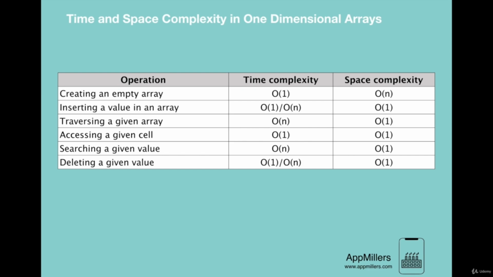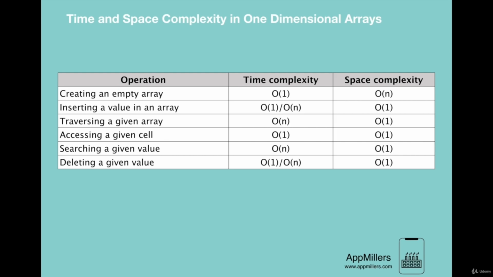Then the next operation is traversing a given array. So traversing a given array will take O(n) time complexity because what traversing means is that we have to visit each element of an array and we can print it or update it. So this means that we will visit the whole array's elements. So this will take O(n) time complexity. Once again, space complexity here is O(1) because we don't need extra space for performing this operation.